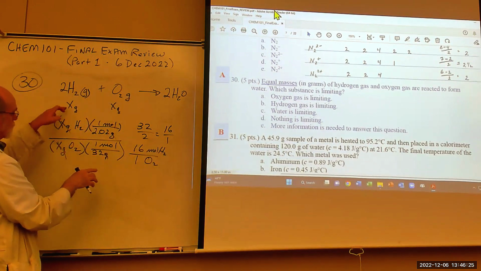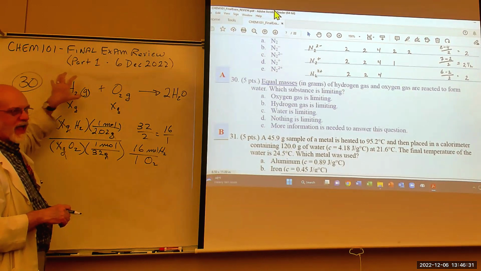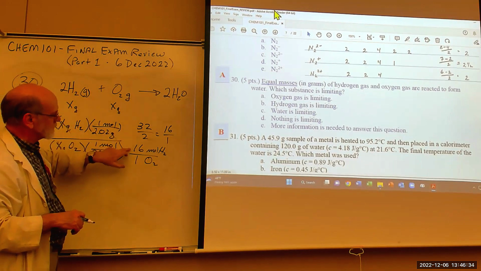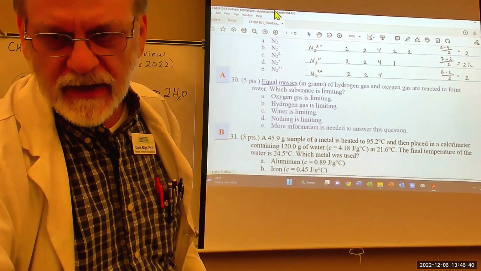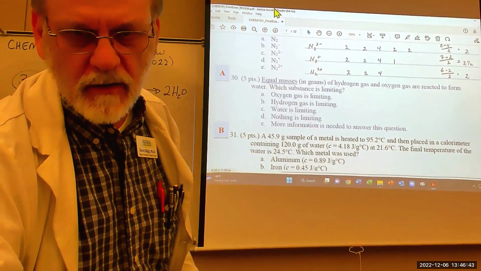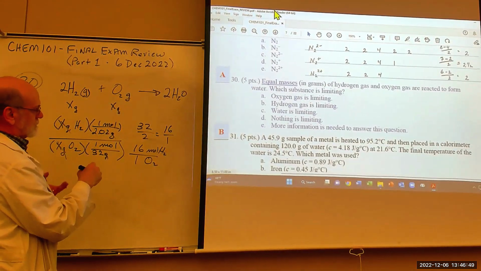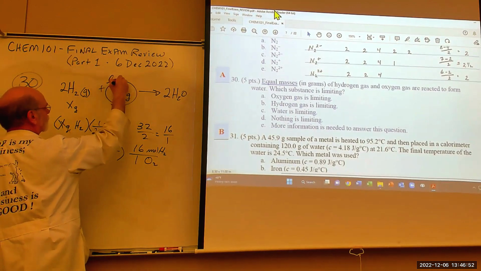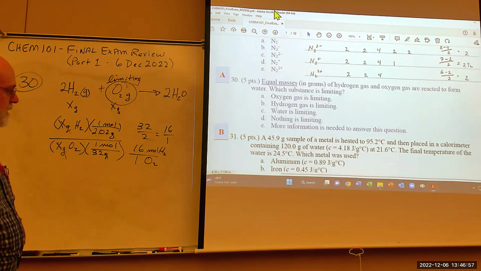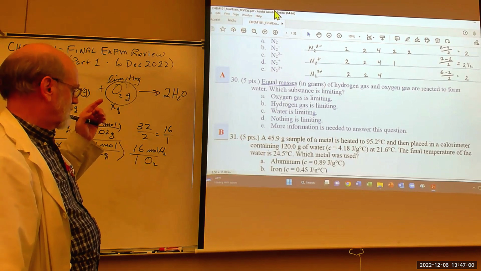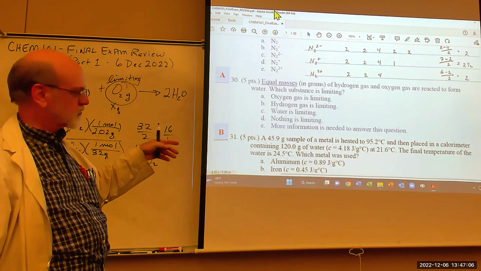In this case, if the masses are equal, that means hydrogen is in way excess, right? 2 to 1 is stoichiometric. We've got 16 to 1. Okay. So that means the limiting one is oxygen. All right. So that's 30. And we'll pick it up on Thursday with thermochemistry, number 31.